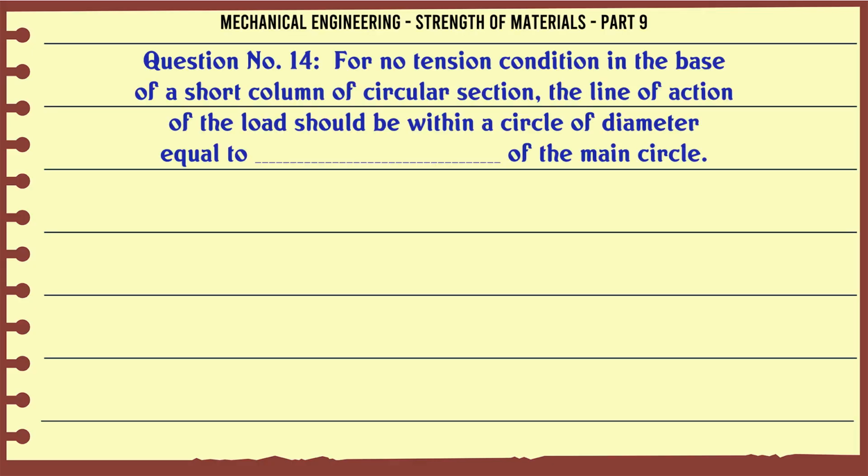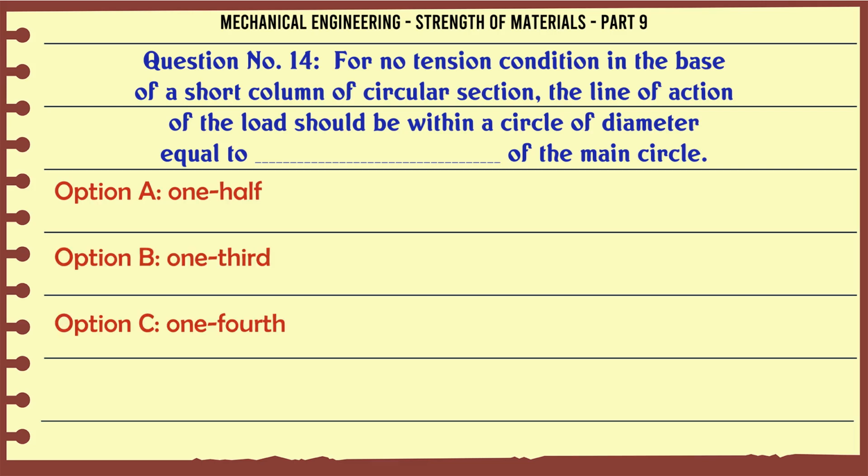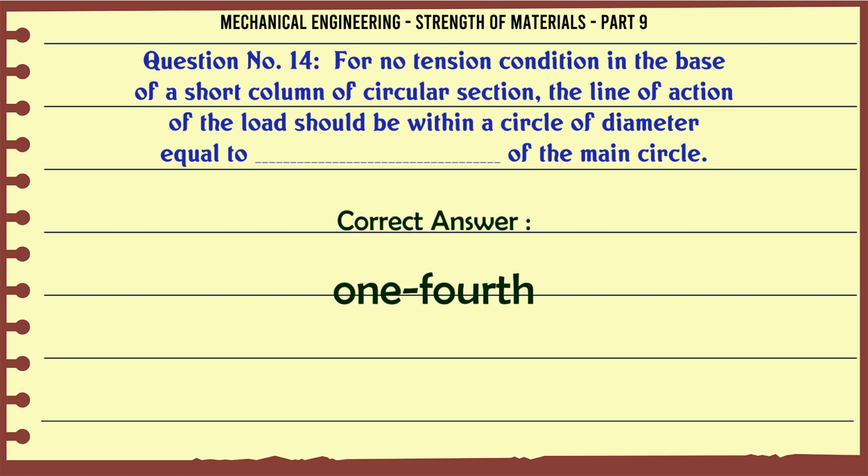For no tension condition in the base of a short column of circular section, the line of action of the load should be within a circle of diameter equal to of the main circle. A. 1/2, B. 1/3, C. 1/4, D. 1/8. The correct answer is 1/4.